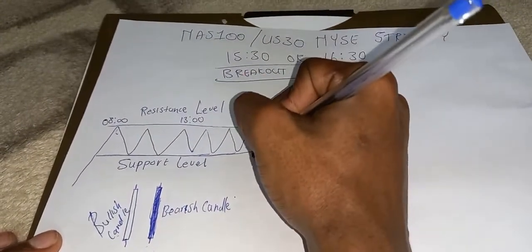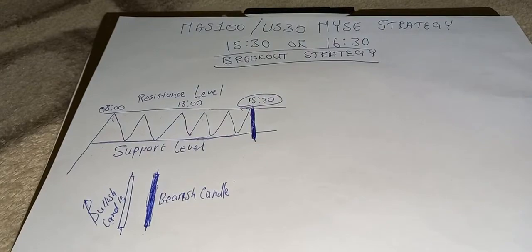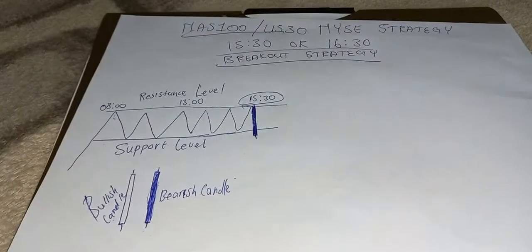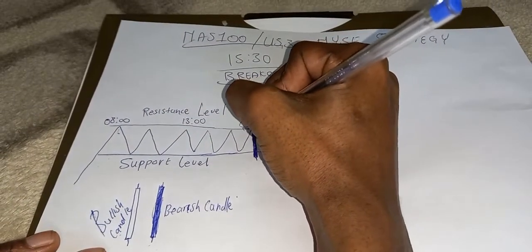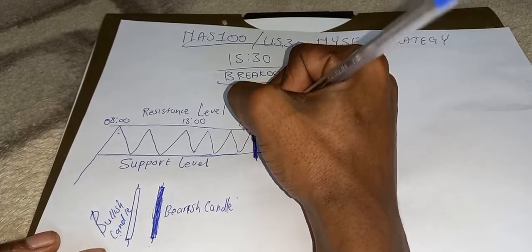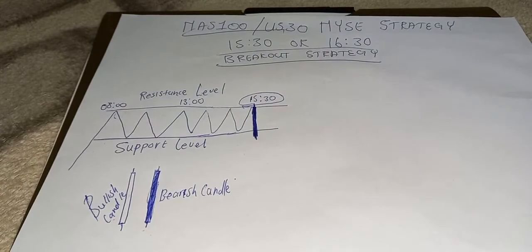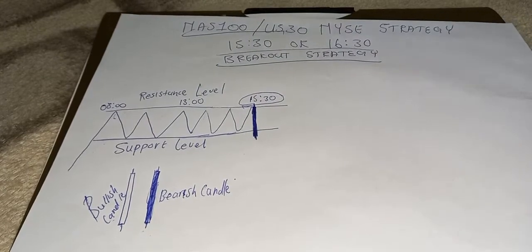This is a bearish candle. Let's assume that at the 3:30 news release, the news said that NAS100 or US30 is weak at that time. Now the market will do what? The market will have a high-impact bearish candle, or bearish movement. You will see the market moving down at a high pace.